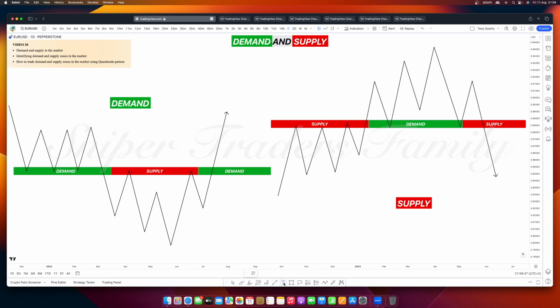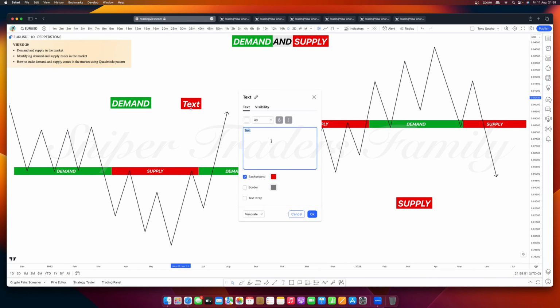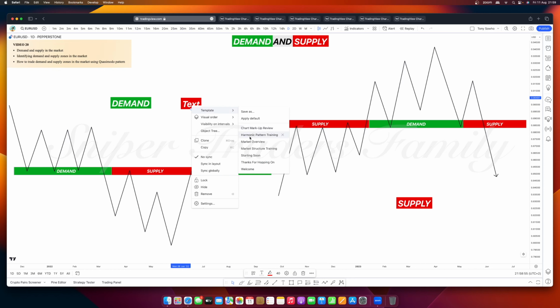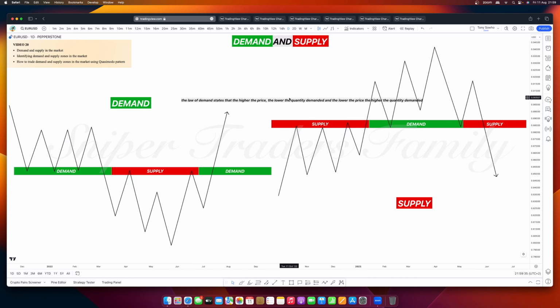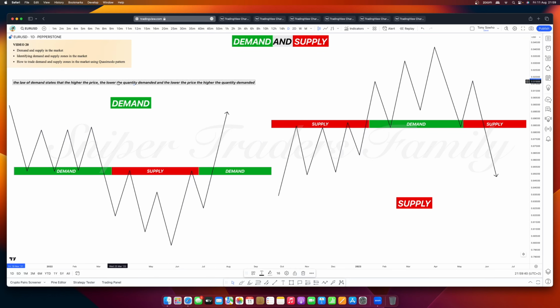Let me change this quickly. Okay, let's use maybe this and then change this to 16. Exactly. So the law of demand states that the higher the price, the lower the quantity demanded, and the lower the price, the higher the quantity demanded. That's it, definitely.